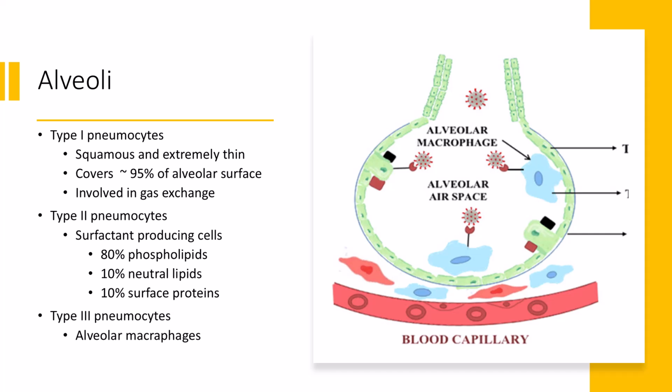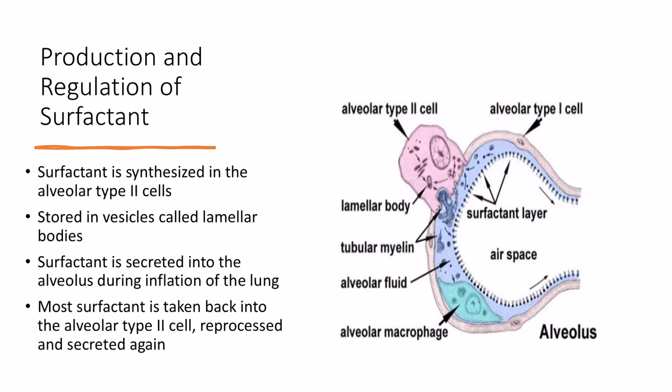In summary, type I pneumocytes are essential for gas exchange. Type 2 pneumocytes produce surfactant to stabilize the alveoli and support lung mechanics, and type 3 pneumocytes protect the lungs from infection and injury. Together, these cells ensure the proper functioning of the alveoli, enabling efficient respiration and maintaining lung health. The production and regulation of surfactant in the lungs is a complex and tightly controlled process, which is essential for maintaining lung function and efficient gas exchange.